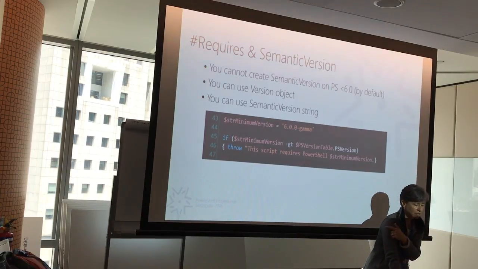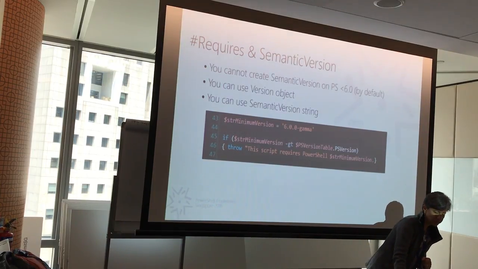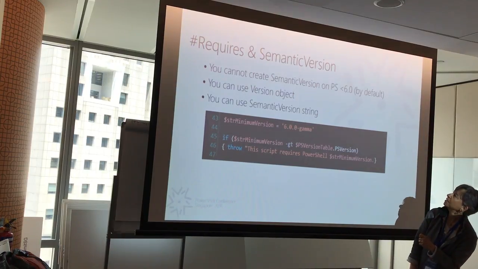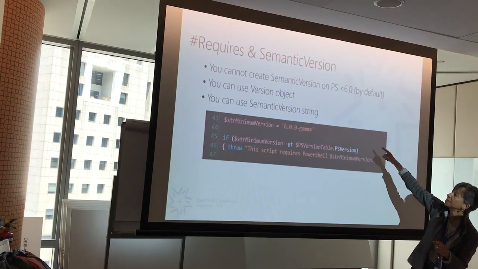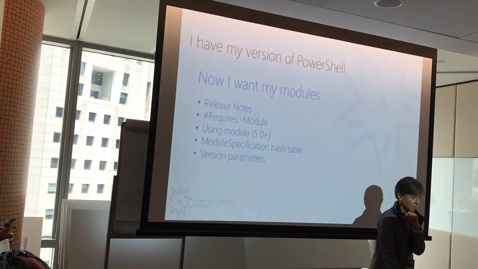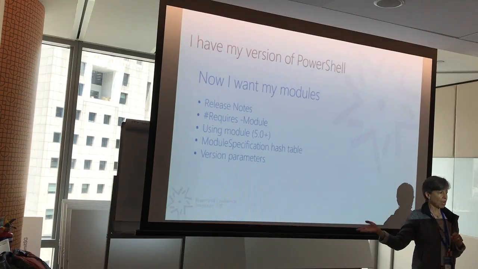Okay, and this is the string code that we actually use to test it, and this works just fine. You can't create a semantic version object less than 6, but you can use a version string. Okay. Any questions?